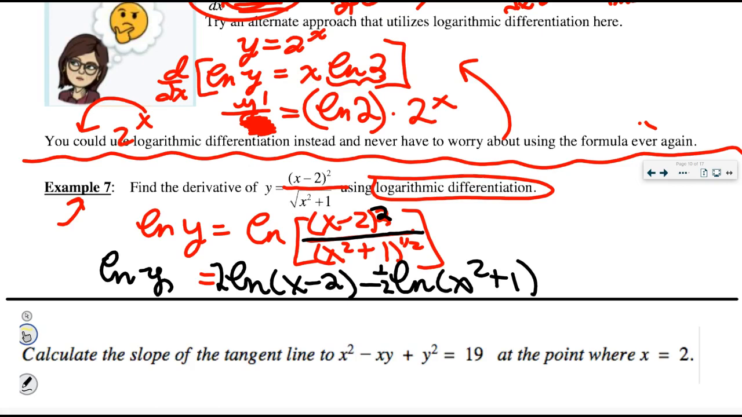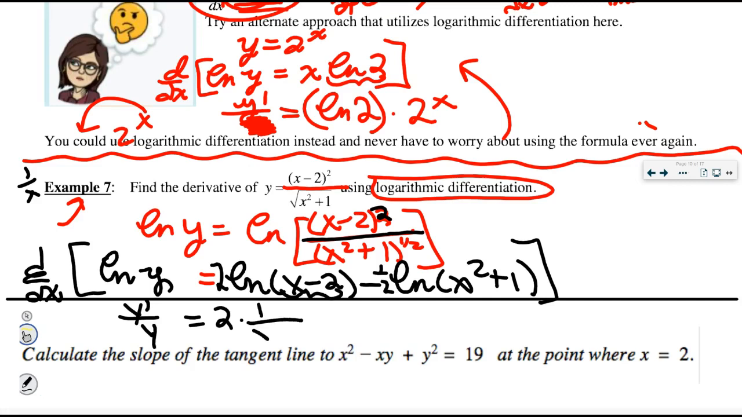But now it's in a form where I can take the derivative of everything with respect to x. And over here on the left, again, I get y prime over y, u prime over u, x prime over x, where x prime is 1. It's always the same thing. Over here, I'd have the constant multiple rule. The derivative of the natural log of u, or u prime, is 1 over u, minus 1/2 of the derivative of u, or u prime, over u.